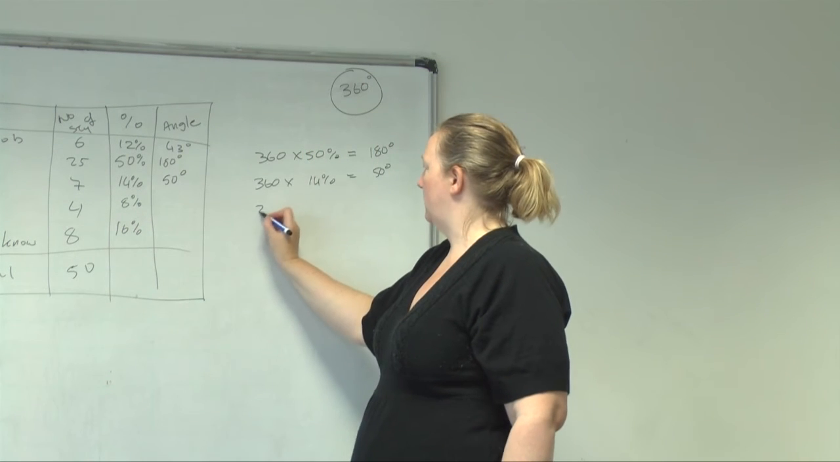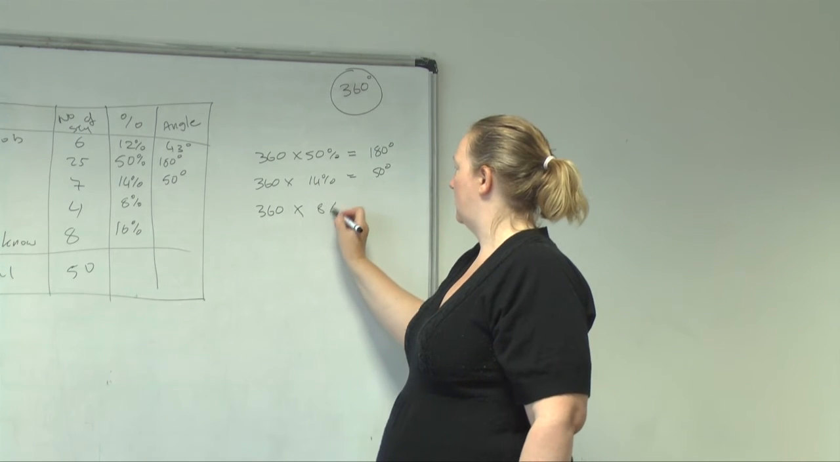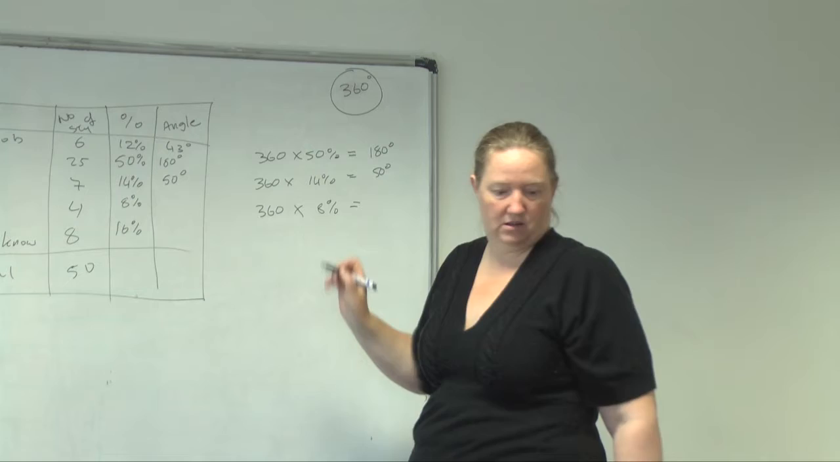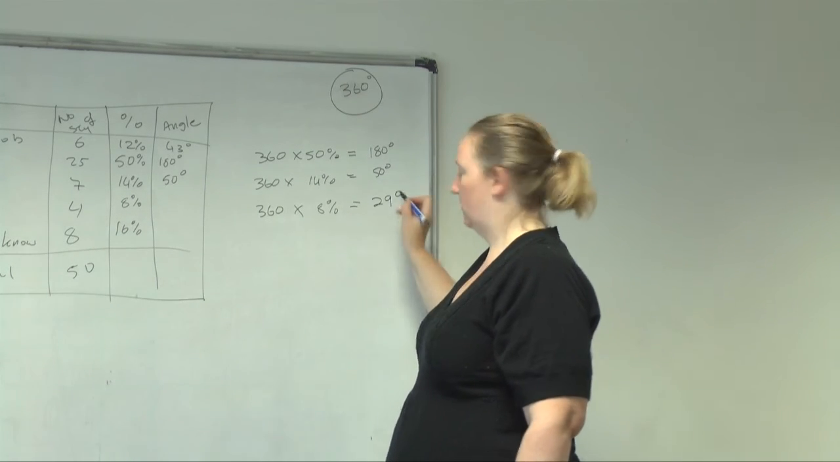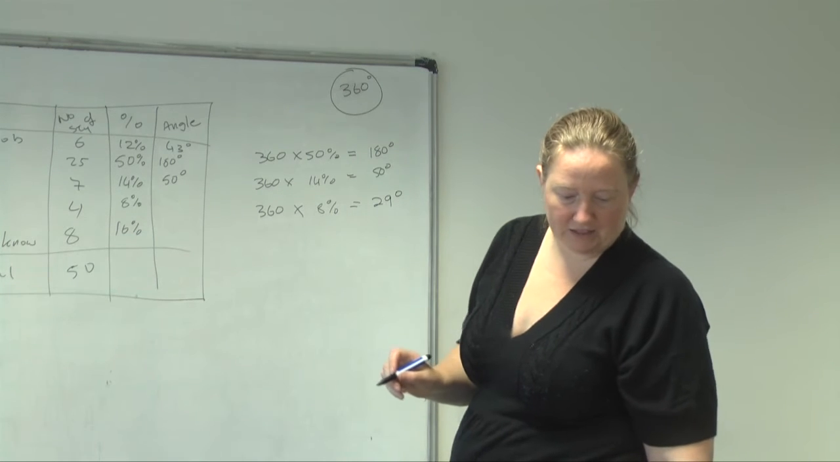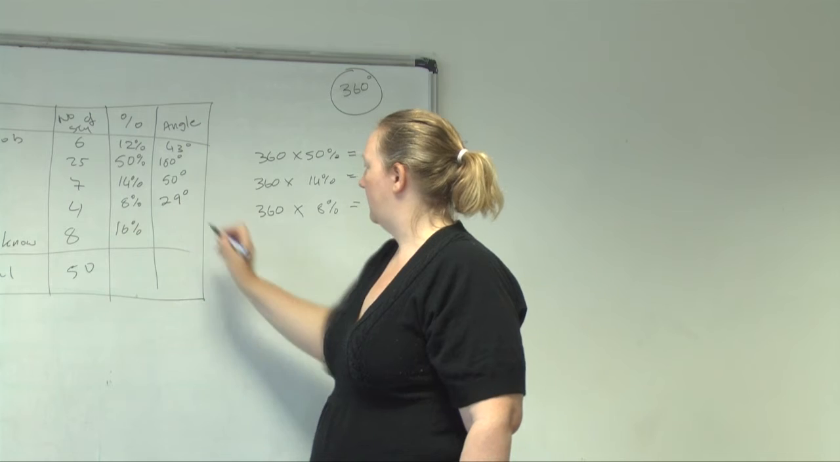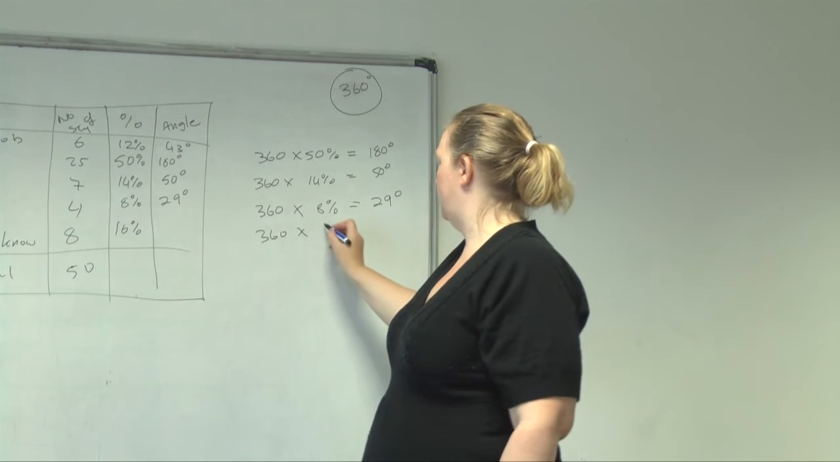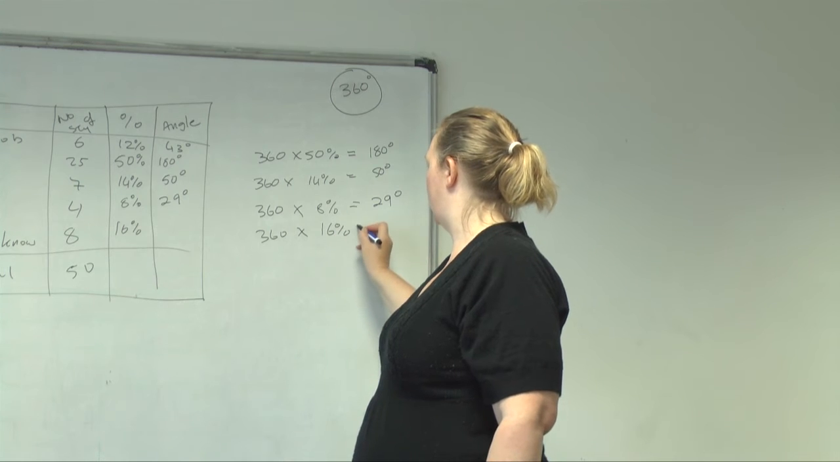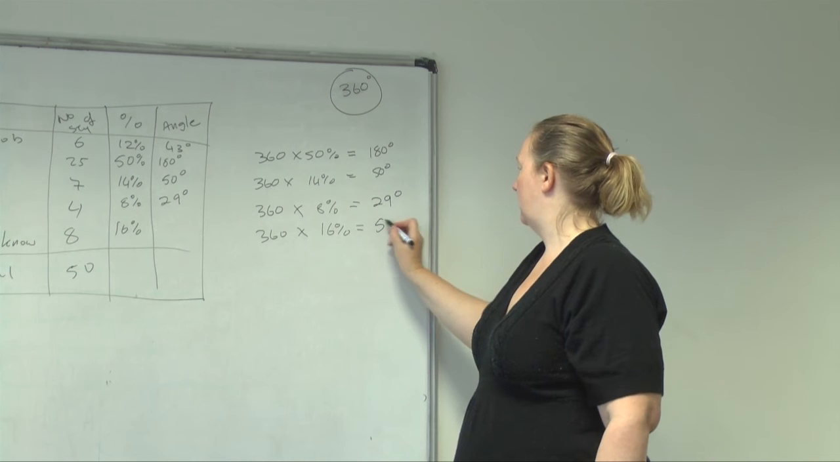12%. You get 50 degrees. So for the next one, 360 multiplied by 8%, and you get 29 degrees. And the last one, 360 multiplied by 16%, and you get 58 degrees.